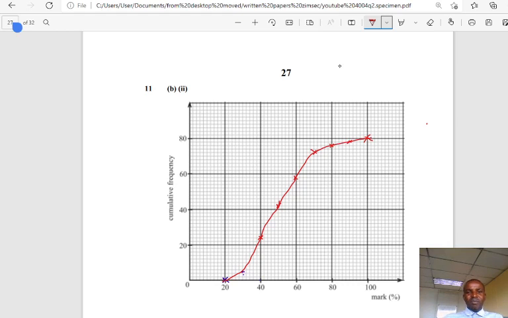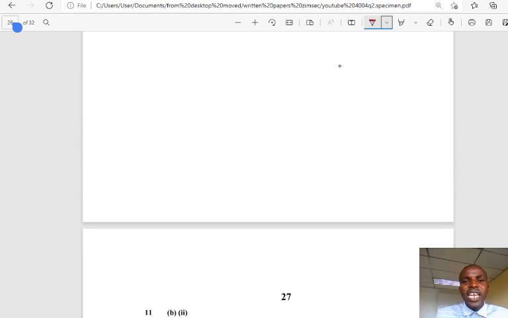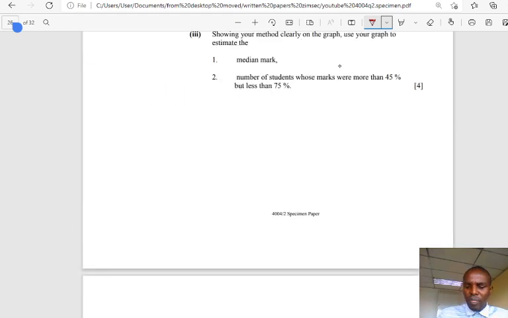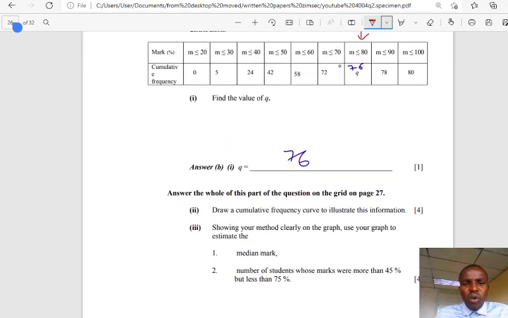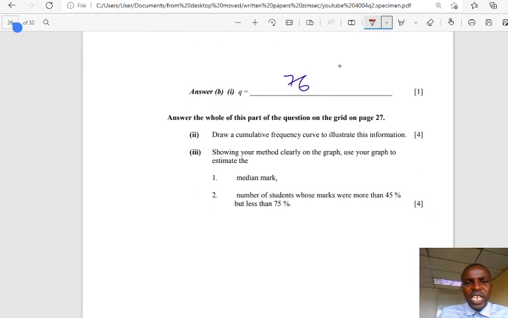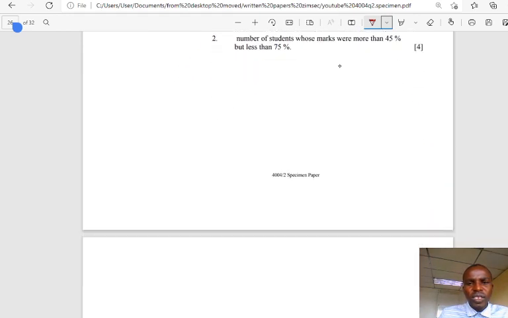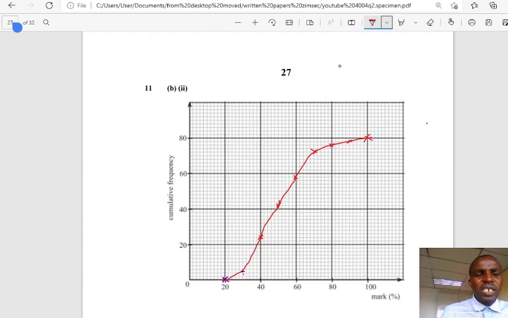It's a nice graph, eh? So that's the graph done. Then next question. Showing your method clearly on the graph, use your graph to estimate the median mark. Median is n over 2. That's the median. So you say n over 2.